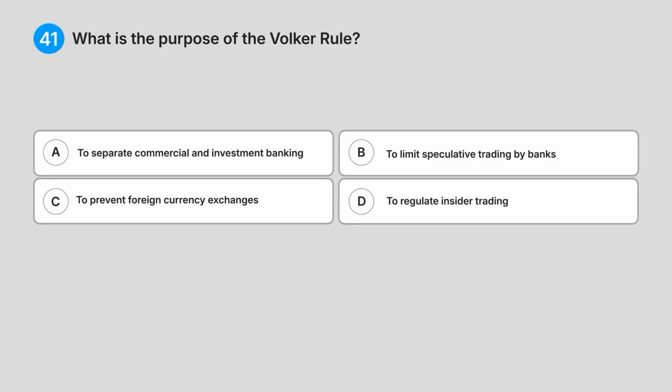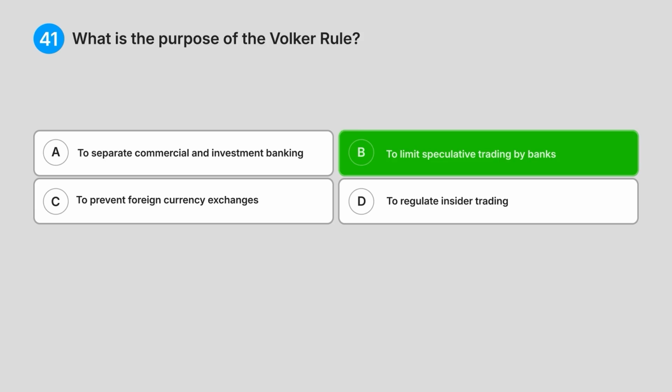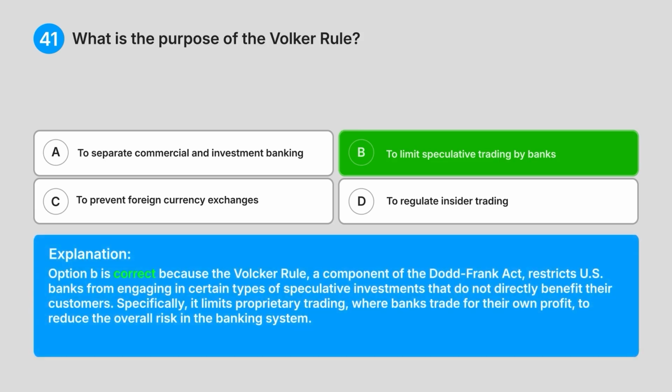Correct answer, B. To limit speculative trading by banks. Explanation. Option B is correct because the Volcker Rule, a component of the Dodd-Frank Act, restricts US banks from engaging in certain types of speculative investments that do not directly benefit their customers. Specifically, it limits proprietary trading, where banks trade for their own profit, to reduce the overall risk in the banking system.